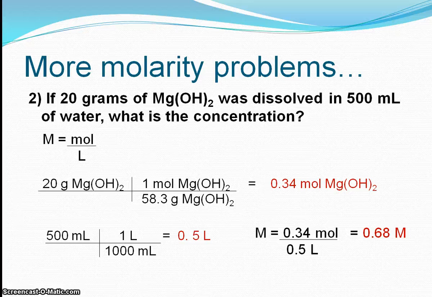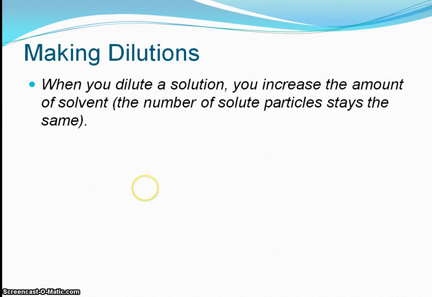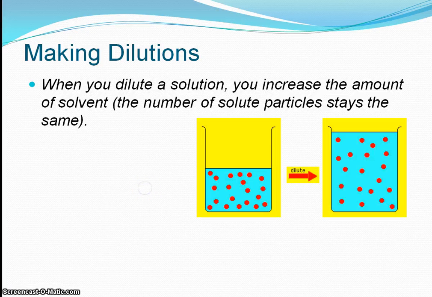The second equation we're going to do has to do with diluting something. This is just a little cartoon. So if we say 5 molar solution, we're talking about the molarity is 5. This one has molars as in teeth. I know, it's pretty bad. Let's move on. When you're making dilutions, you're always going to increase the solvent. You could technically take out the solute particles, all the little red dots, but it's really hard to take them out once they're dissolved into water. So it's much easier just to add more solvent, and that dilutes it.